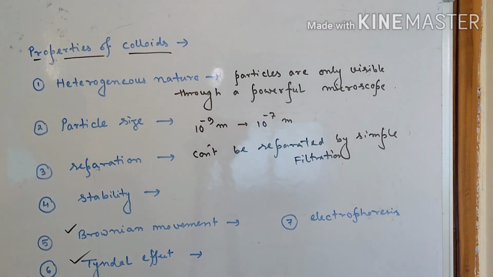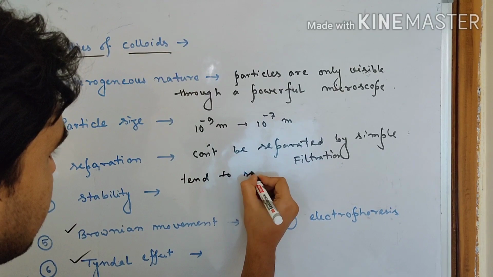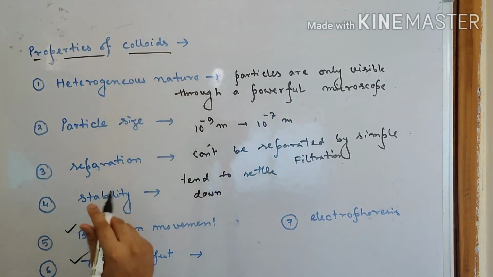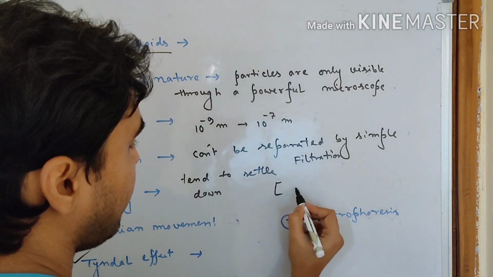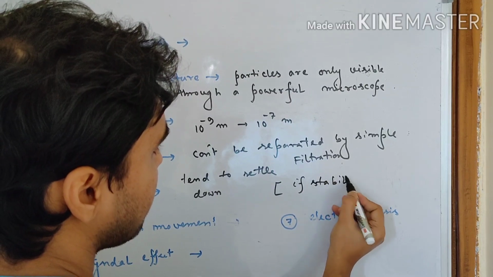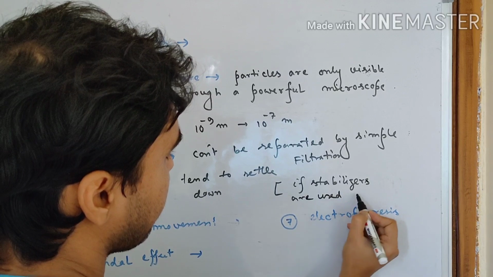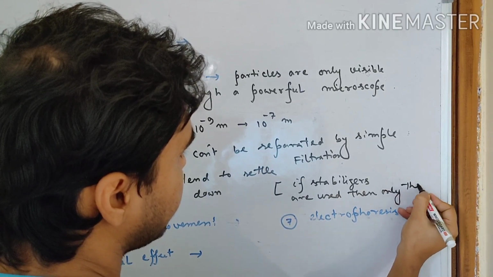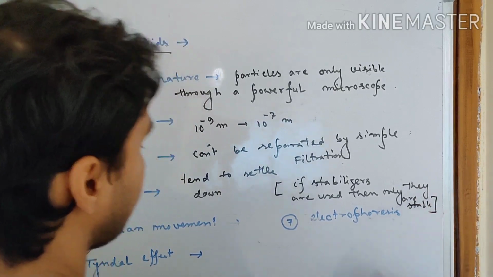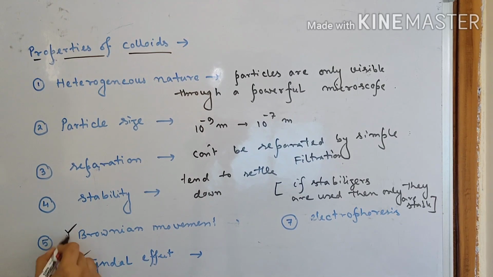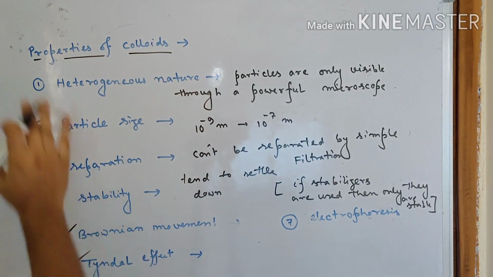Now, if we are talking about stability, these are usually unstable. You do not expect them to be as stable as a solution. So colloidal particles are usually unstable. If you use a suitable stabilizer, what that is we are not going to discuss in class 9. Just remember, they tend to settle down. Usually they settle down, but only if stabilizers are used are they stable. Now these two topics we have to discuss separately. If you have written it down, I will just erase.